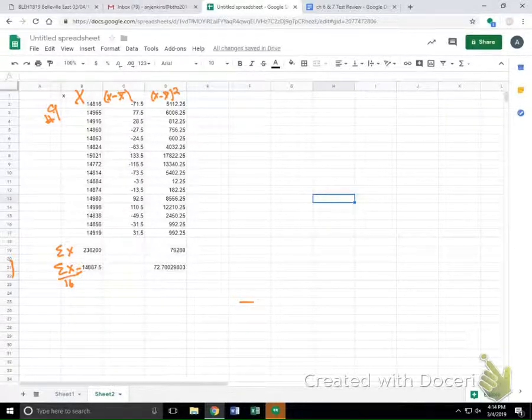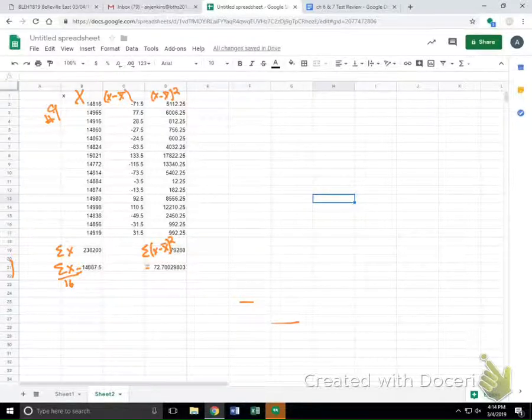So then all this column is X minus X bar. So it's going to be 14,816 minus that 14,887.5. And I did that with each of the numbers. And then after we calculated those, we squared them. So this is the sum of X minus X bar squared.